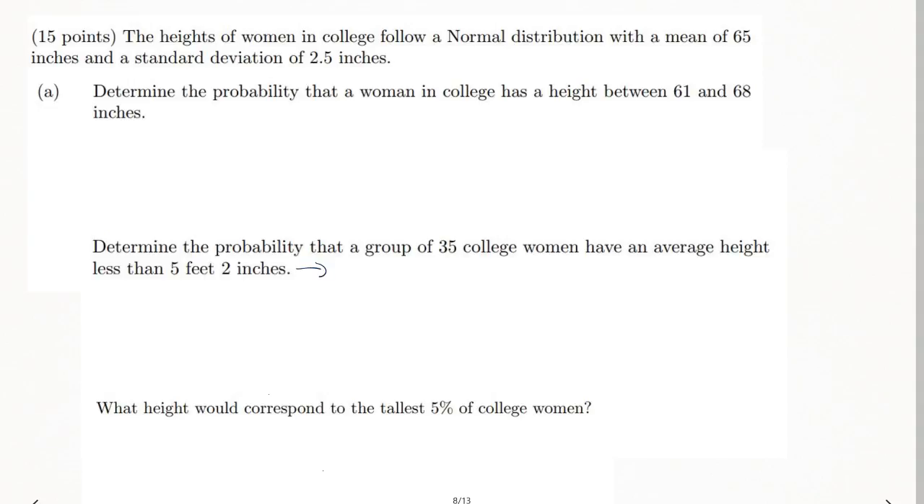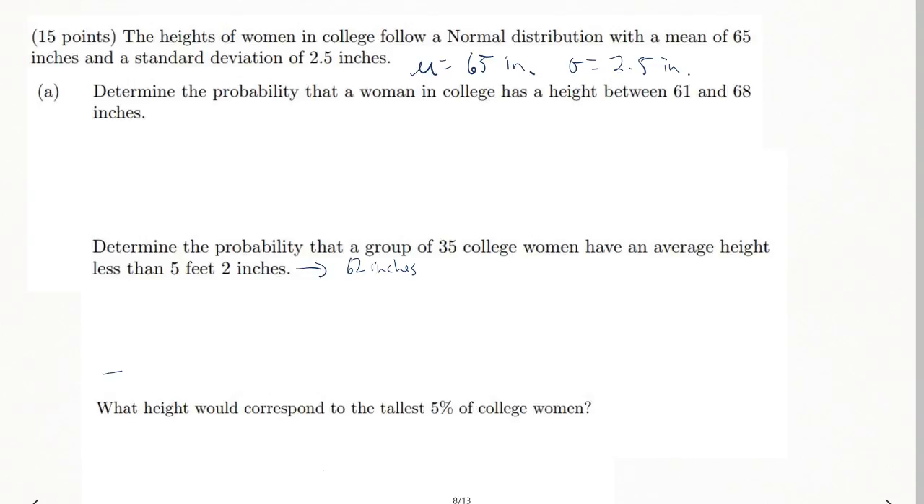So the problem that we have: the heights of women in college follow a normal distribution with a mean of 65 inches and a standard deviation of 2.5 inches. So notice that means, first off, mu equals 65 inches and sigma equals 2.5 inches. If we want to determine the probability that a group of 35 college women have an average height of less than 5 feet 2 inches, we have to convert that to inches rather than feet and inches. So we get 62 inches.